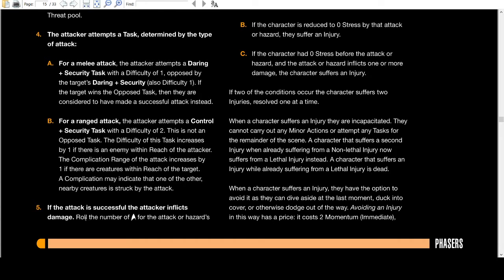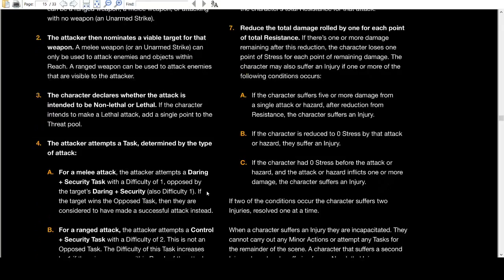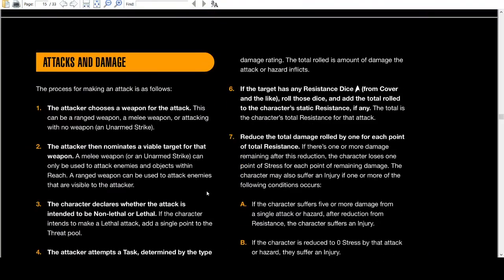Alright, step number 5. If the attack is successful, the attack inflicts damage. Roll the number of challenge dice for the attack or hazard's damage rating. The total roll is the amount of damage the character or hazard inflicts. So this is, I guess, dependent on the weapon.